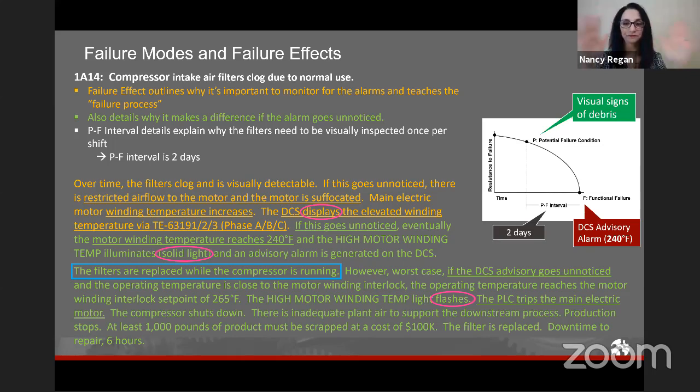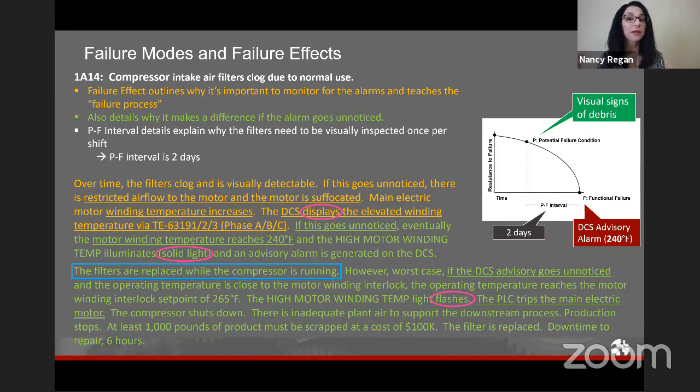It is incredible. Okay, but now getting back to consequences. When we write these failure effects, if we do them properly, we should be able to very easily assess consequences. Now look at what we just wrote here. The compressor shuts down. Now we don't have adequate plant air, right? Production stops. And now at least 1,000 pounds of product must be scrapped. That's going to cost us 100K until we get the filter replaced and the compressor back up online. And now also, maybe there's a loss of cost production to being down. If so, I would put that in this failure effect too.